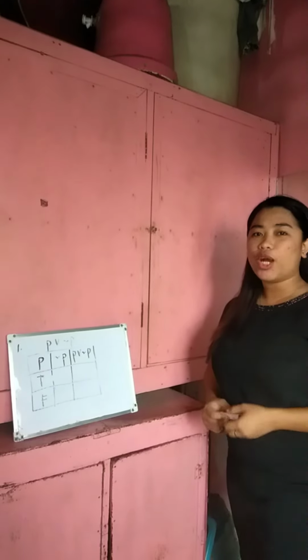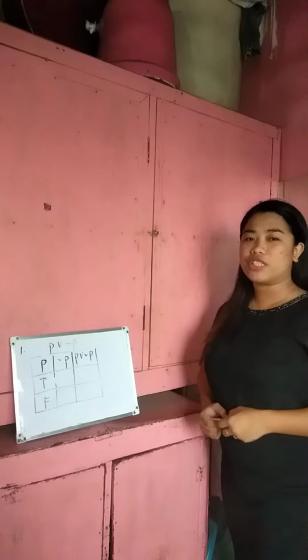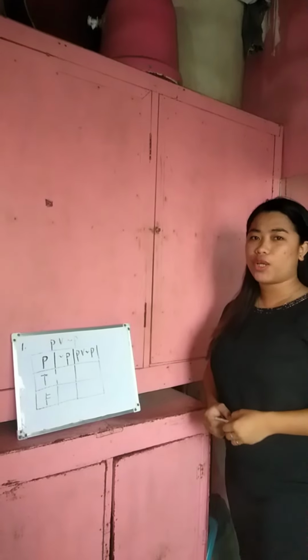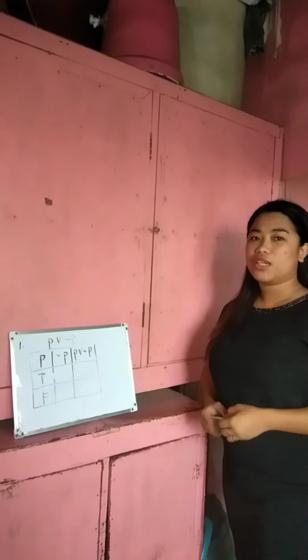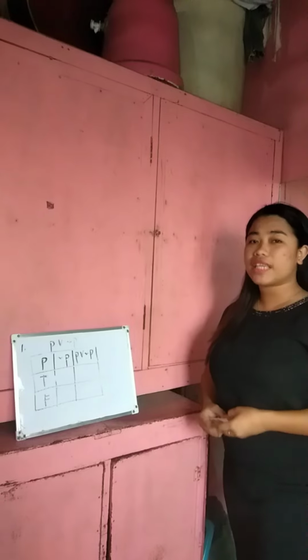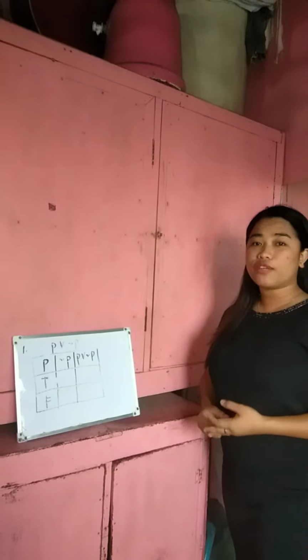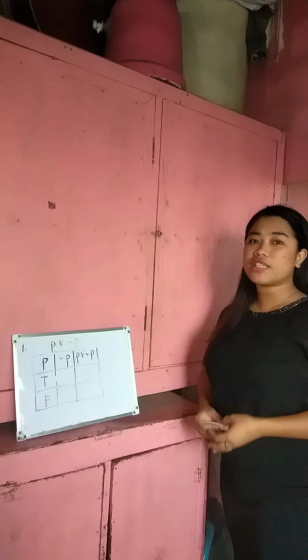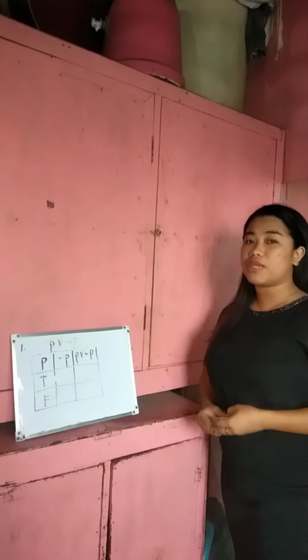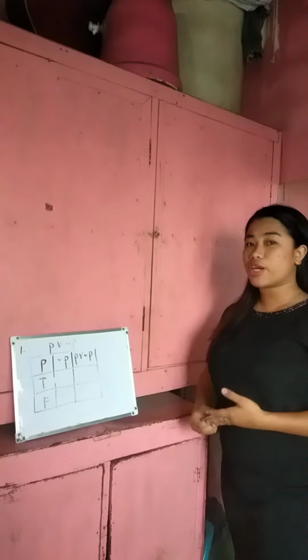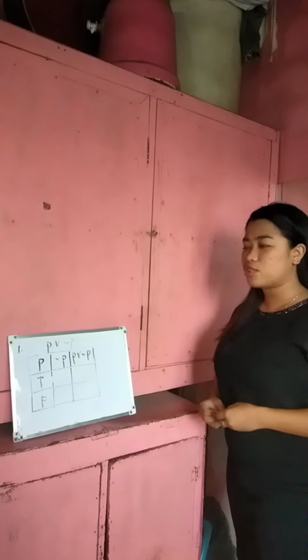Today's video, we will talk about tautology and self-contradiction. What is tautology? When we say tautology, it is a statement that is always true. And what is self-contradiction? When we say self-contradiction, it is a statement that is always false. So first, let's talk about tautology.